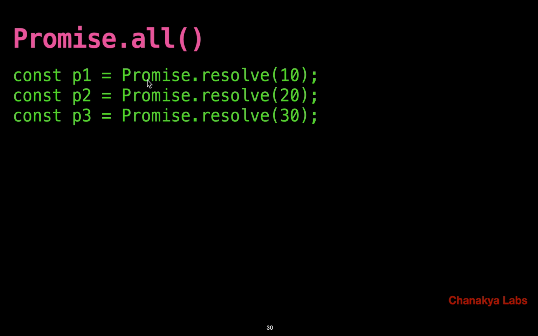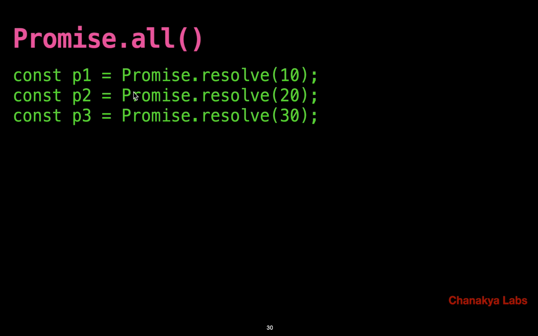Let's say you have a few promises, and these p1, p2, p3 can be any promises. Let's say you get these promises from API calls like fetch, or you have created your own promises, or let's say this is simply Promise.resolve, which gives us a promise which resolves to 10, 20, 30. So p1, p2, p3 are promises which resolve to 10, 20, 30.